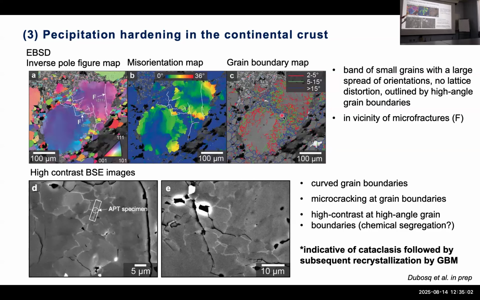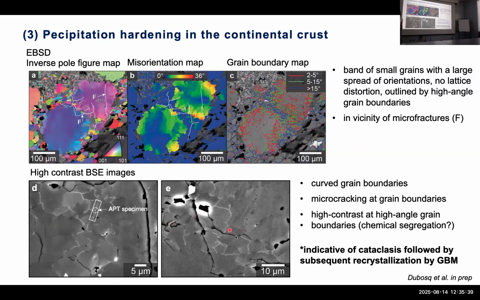The grains within this shear band have very low misorientations, or low internal strain. They show scattered orientation of the grains, and they are delineated by high angle grain boundaries. So from this, it looks like it's subgrain boundary rotation. But if we take a closer look at these grains in BSE imaging, we notice that a lot of the subgrains are once again microfractures. So this is more likely indicative of cataclasis.